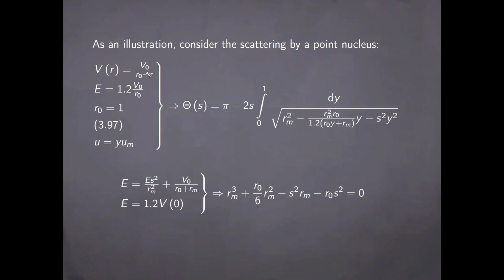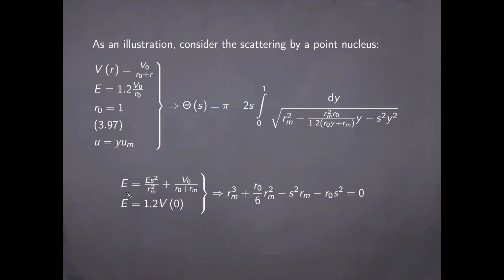It's 1.2 times V0 divided by R0. For simplicity, we will take this parameter to be equal to 1. And then we use the integral of equation 397 to calculate the scattering angle as a function of the impact parameter using this change of variables. So with these things put together, the scattering angle is given by the expression here.